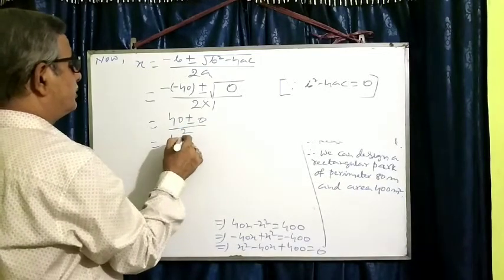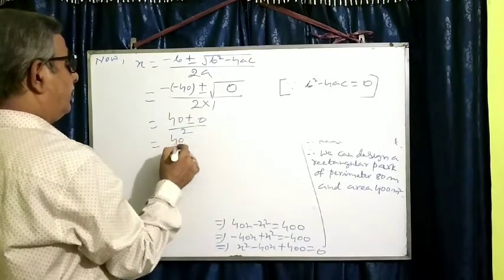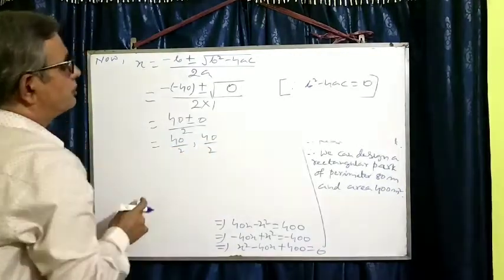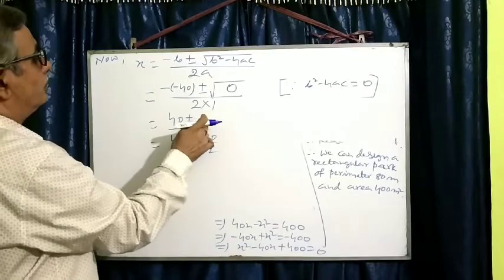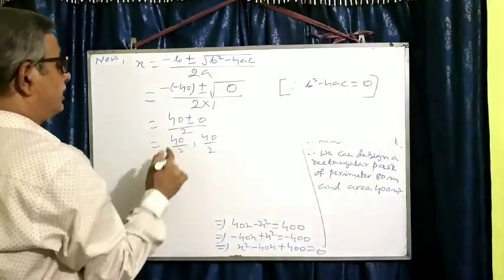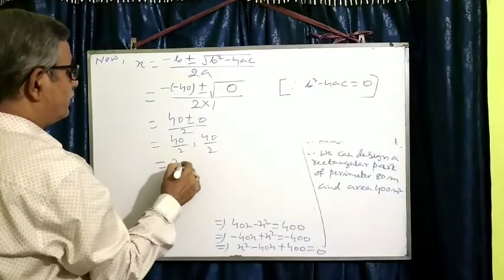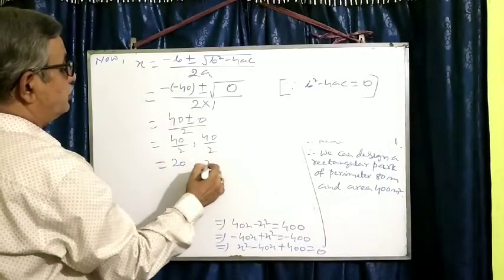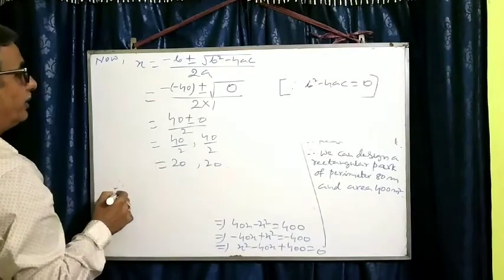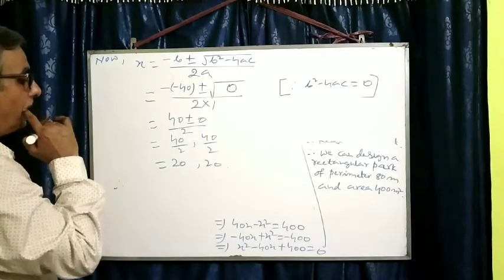So you are getting 40 plus 0 by 2 and 40 minus 0 by 2. Why I have written so? 40 plus 0, so 40 by 2. 40 minus 0, 40 by 2. You are getting 20 and 20. Therefore, both length and breadth will be 20.